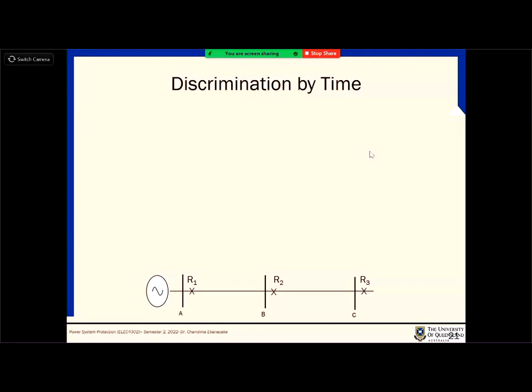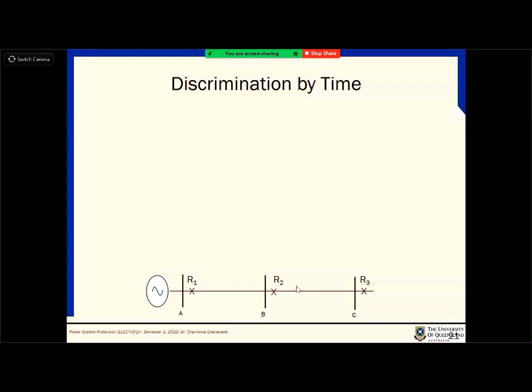So discrimination by time means that you add a time delay between the relays. As an example, it is quite easy. You set the operating time of relay R2 to 1 second, and the operating time of relay R1 higher or lower? Let's say R2 operating time is 1 second. What should R1 be? Is it 1.05 or 0.9? Yeah, 1.05. You have to go higher, right?